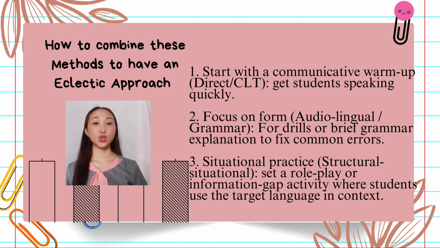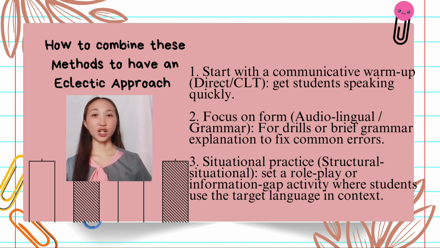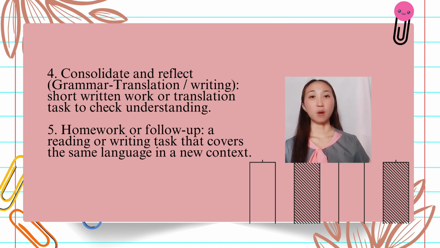So how to combine these methods to form an eclectic approach? First, you can start with a communicative warm-up or direct CLT to get students speaking quickly. Second, you can focus on form, audiolingual or grammar. You can choose 5 to 10 minutes for drills or brief grammar explanation to fix common errors. Third, situational practice, structural situational. You can set a role play or information gap activity where students use target language in context. Fourth, consolidate and reflect, grammar translation or writing. You can make them do short written work or translation to check understanding. Fifth, homework or follow-ups. You can let them do reading or writing tasks that cover the same language in a new context.